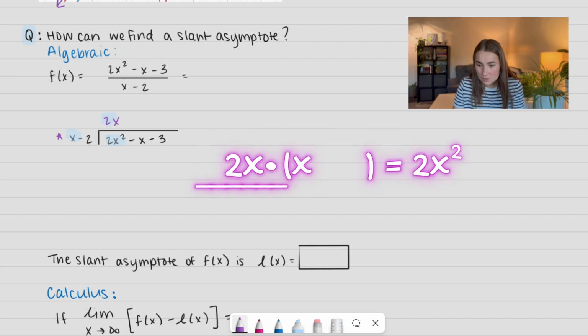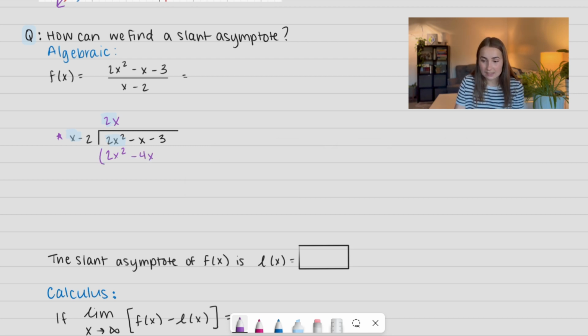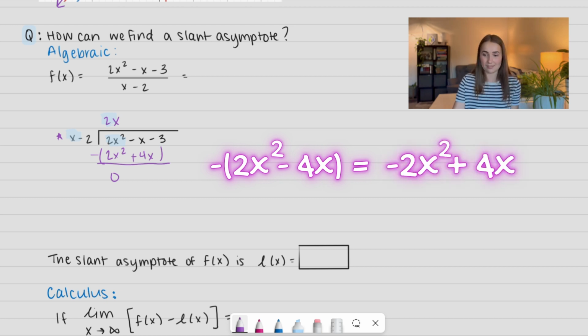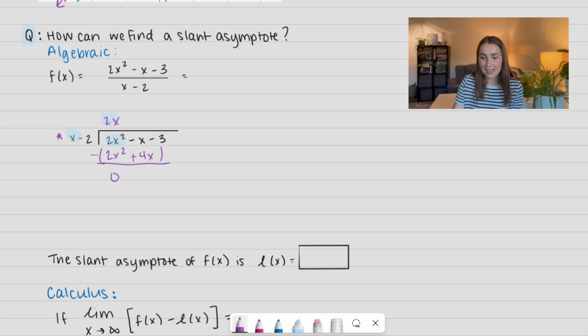When I do that, I get 2x squared, but don't forget, we also have to multiply it by the second term. So I get minus 4x. We are not adding this, we are actually subtracting it because we want that first term to zero out. 2x squared minus 2x squared is equal to 0. But we have to distribute that to this second term as well, so that becomes a positive. So now I have 4x minus x, so I get plus 3x. Now I'm going to go ahead and drop down the next term. I'm going to drop down that minus 3.